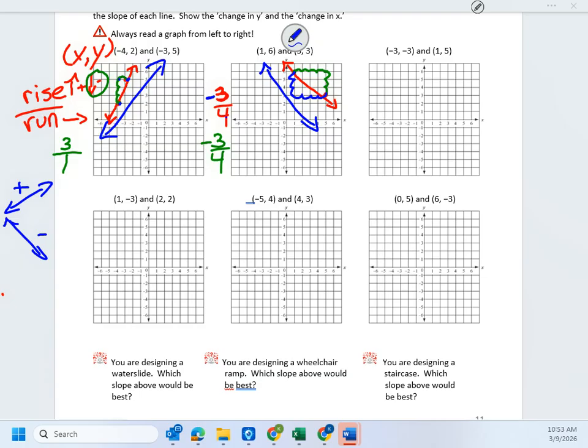There is a third mistake that people often make. We are going to do one more graph, and we're going to see if we can figure out what that third mistake might be. So go ahead and graph this third one. Plot your points, draw your line, and figure out your slope.